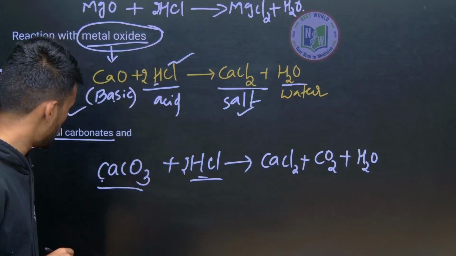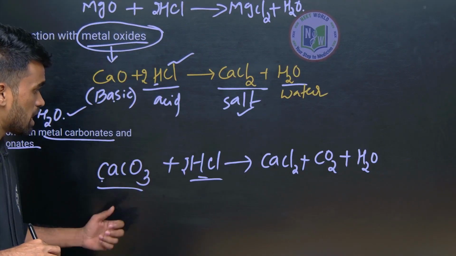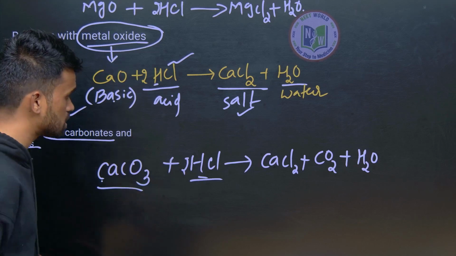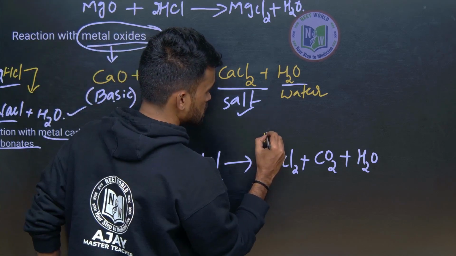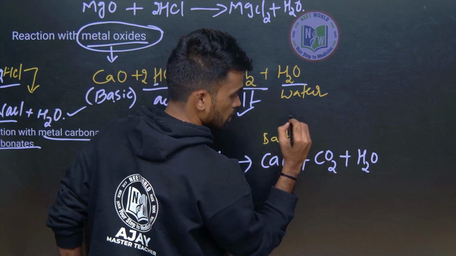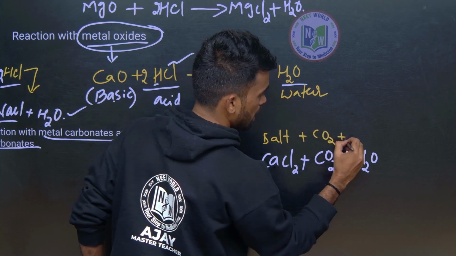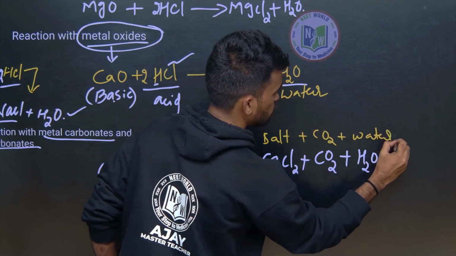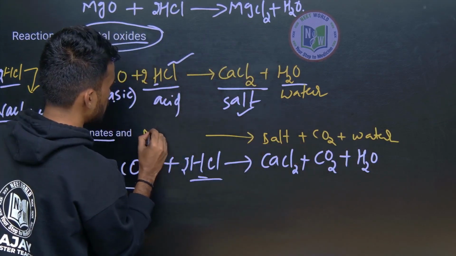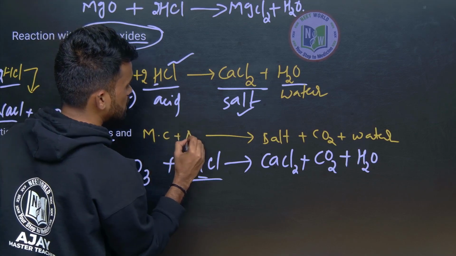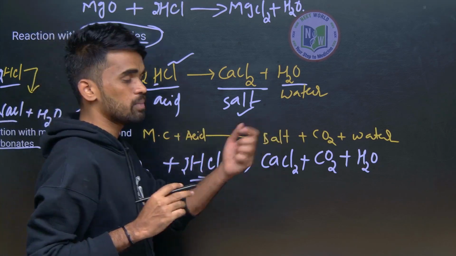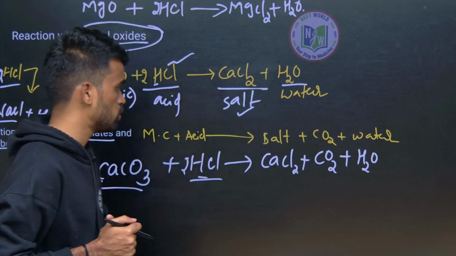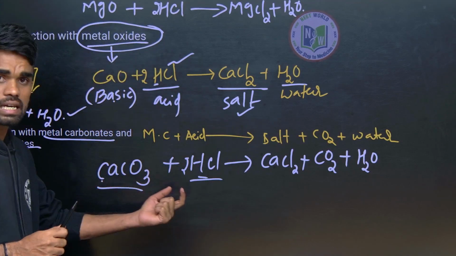When metal carbonates or bicarbonates are treated with acid, what happens? We will get products: salt plus CO2 gas plus water. So these are the 3 things formed when metal carbonates or bicarbonates are treated with acid. This is a general statement you should remember. Hope it is clear how we are doing this.